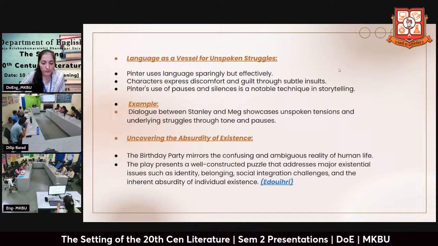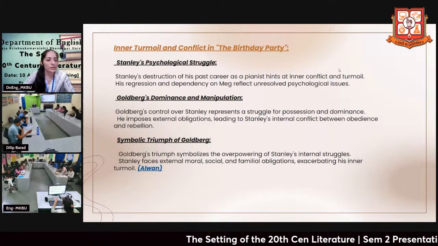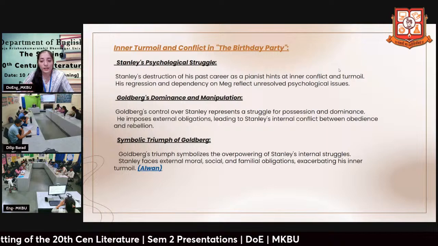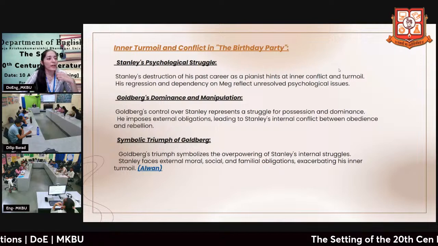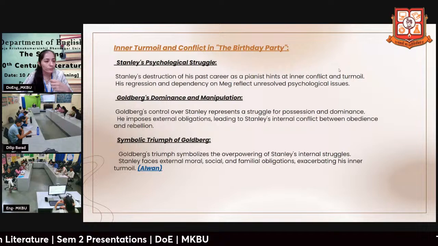Inner turmoil and conflict in The Birthday Party: what is the main point when we find inner turmoil? Stanley's psychological struggle, Stanley's destruction of his past career as a pianist, hints at eternal conflict and turmoil. Like he says, I am a pianist, I have done concerts in my past. And now we can find that he is also conflicted within his inner self. His regression and dependency on Meg reflect unresolved psychological issues.